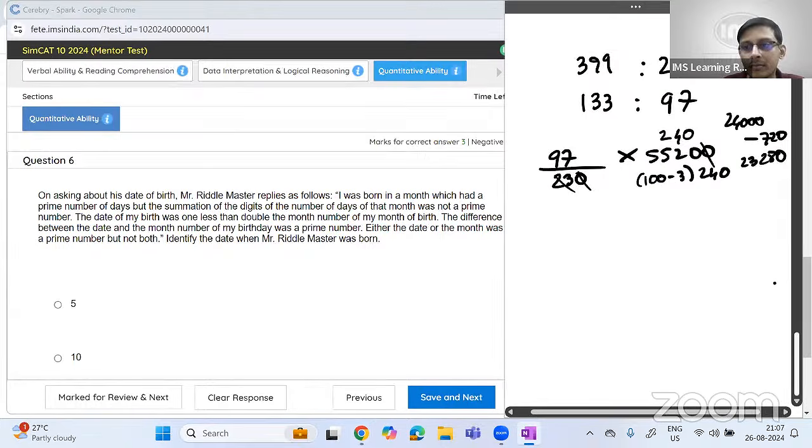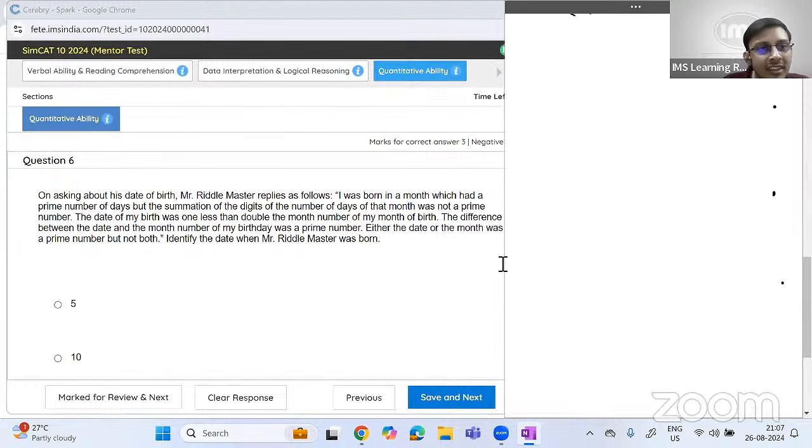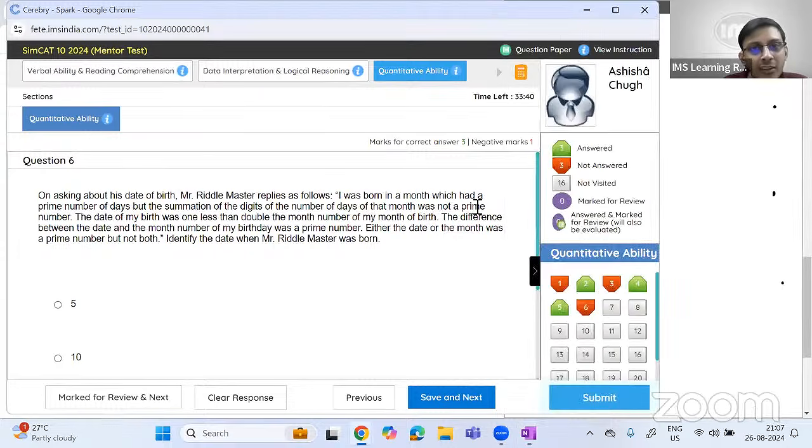Okay, on asking about date of birth, I was born in a month which had a prime number of days. The summation of the number of days was not a prime number. The date of my birth was one less than double the number. Different, a lot of conditions.